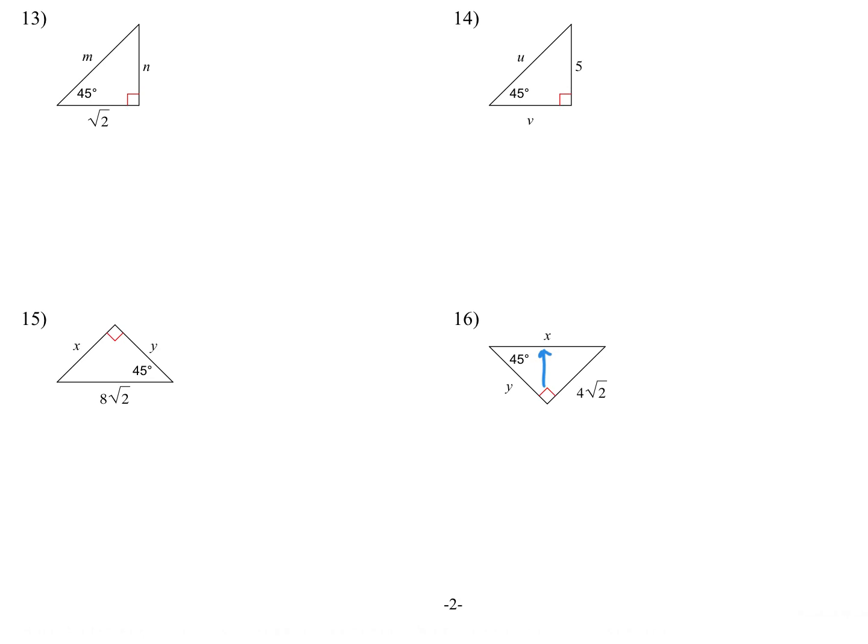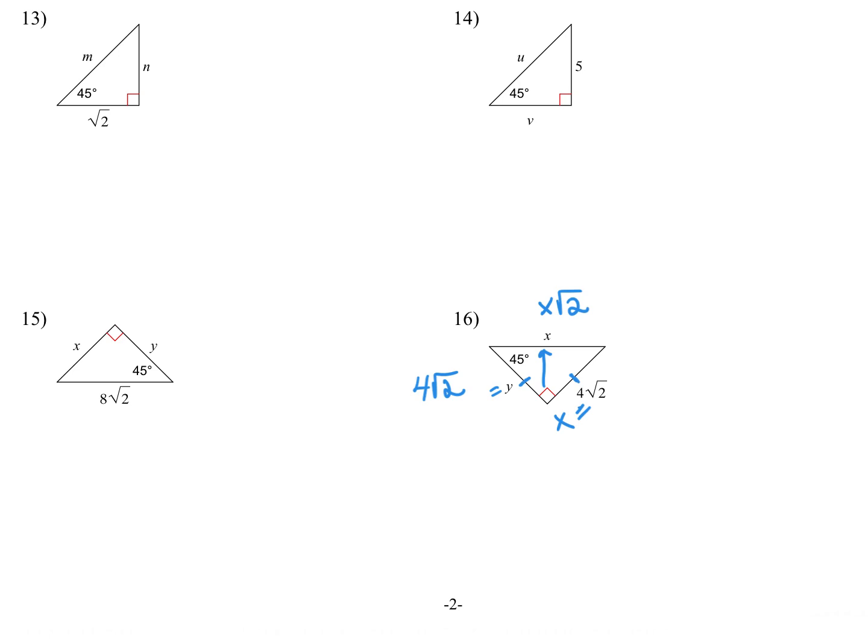so this is my hypotenuse. This is x square root 2. This is the length of my leg. This is x. Okay, so to solve, this side here will be 4 square root 2, the same length as this leg.